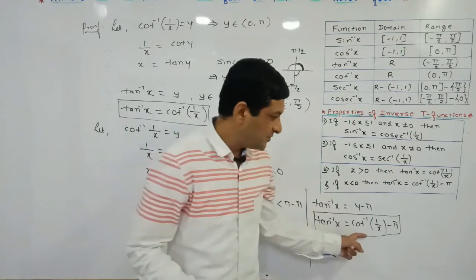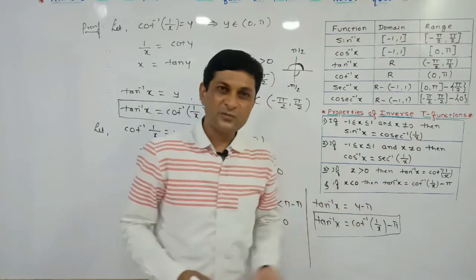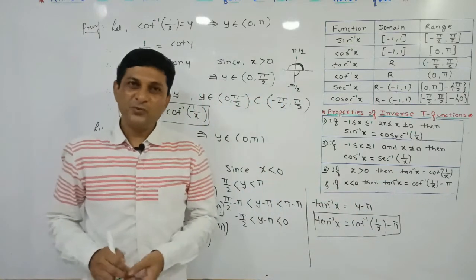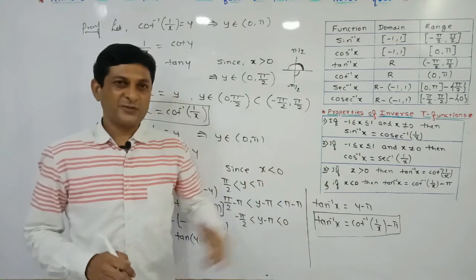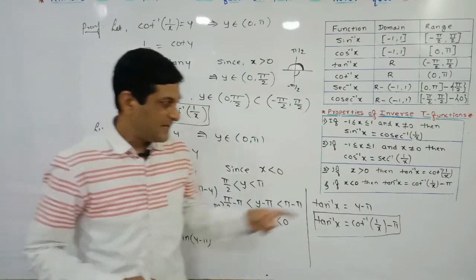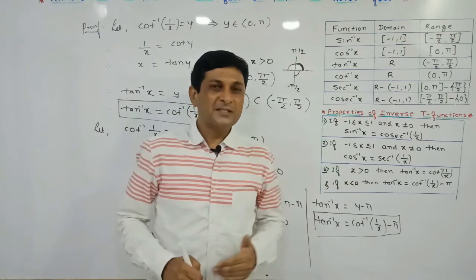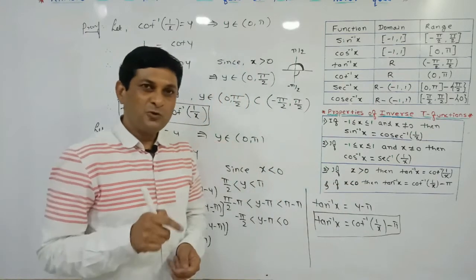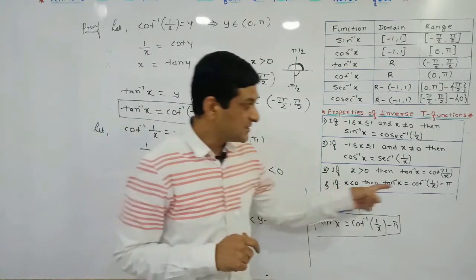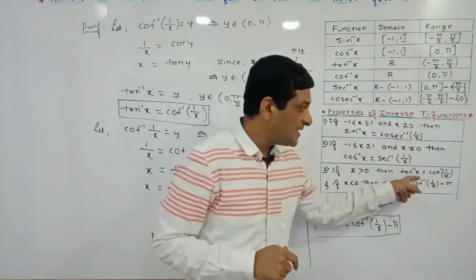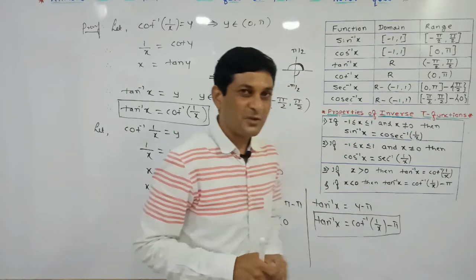So in this way we have got our required result when x is less than 0. In this way we have got the value of tan inverse of x in both the cases, when x is greater than 0 and when x is less than 0. Similar type of result we are able to prove for the result related with tan inverse of x is equal to cot inverse of 1 by x.